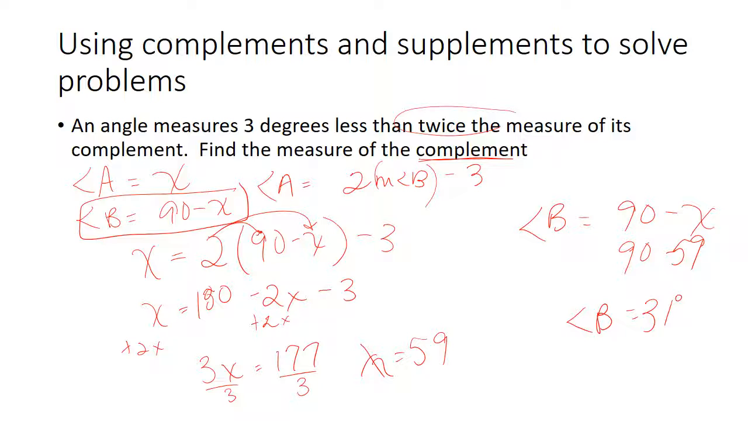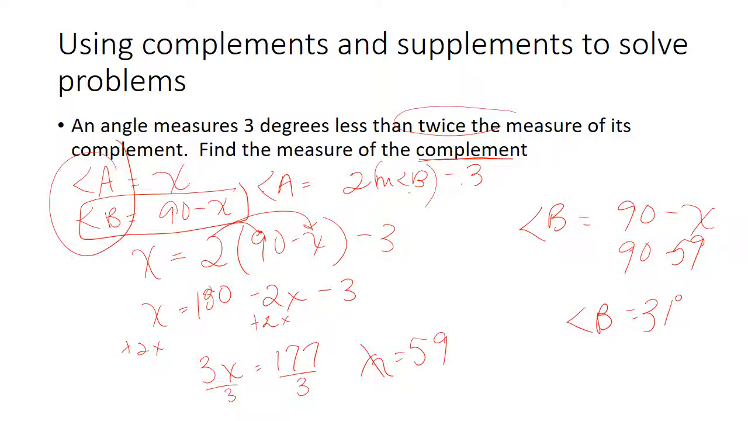So let me go back over those steps really quickly. The first thing I did is I named my two angles, angle A and angle B. We know that they add up to 90. So I'm saying angle A is x. Angle B has to be 90 minus x because the two have to add up together to make 90. From the information given, I know that angle A is 2 times the measure of angle B and then 3 degrees less than that. So I have 2 times the measure of angle B minus 3.